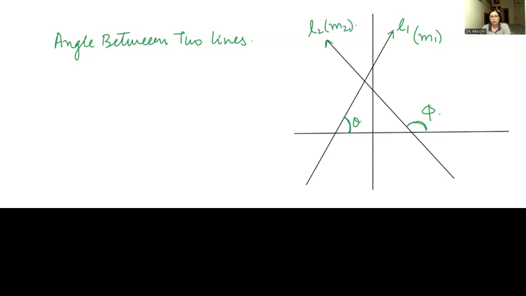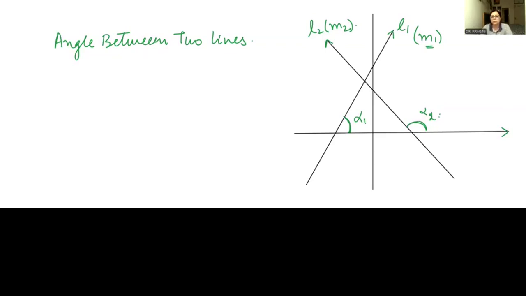Now, the derivation of the formula cannot be done in this small video, so I will just start with the angle between two lines. Here you can write alpha 1 and alpha 2. These are the two angles which these two lines are making with the x-axis respectively. This is line 1 with slope M1. This is line 2 with slope M2.